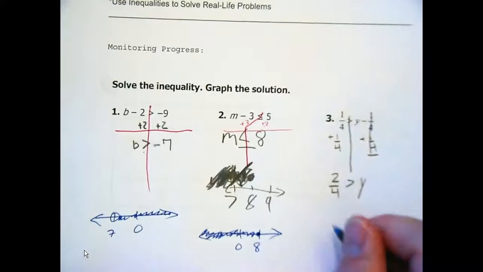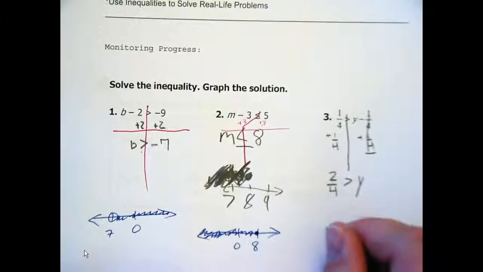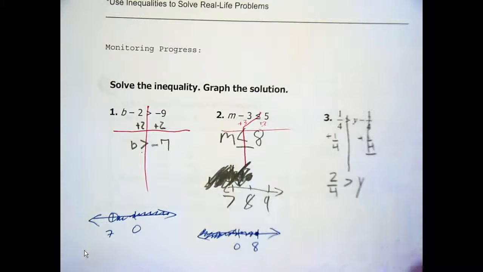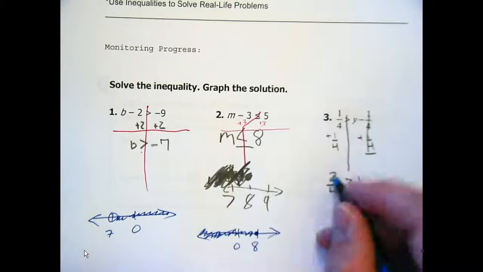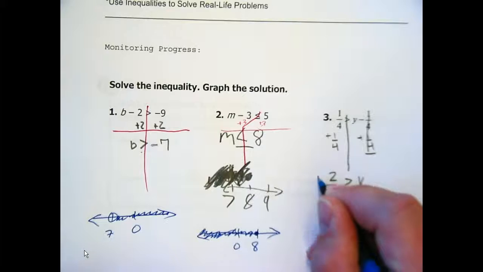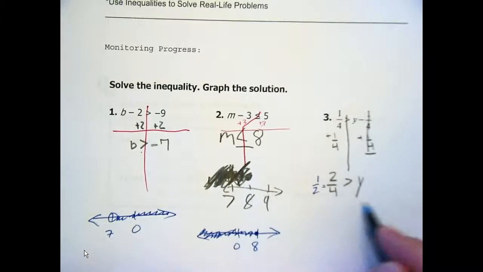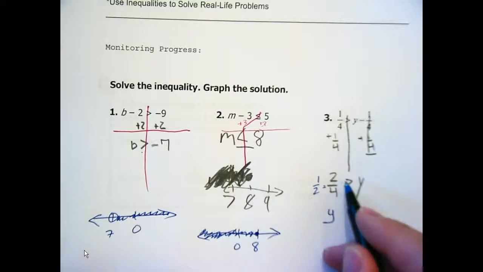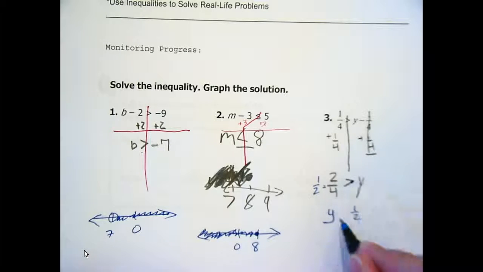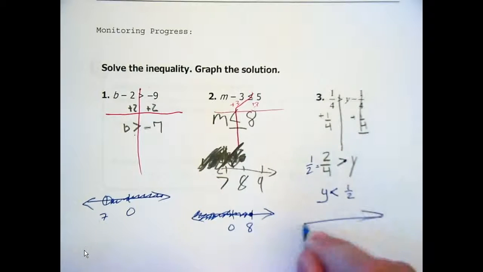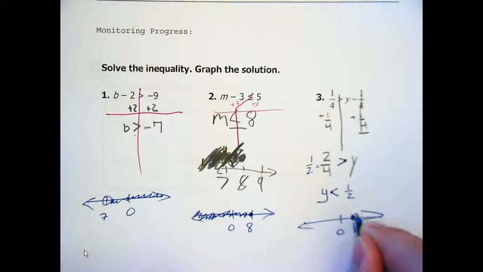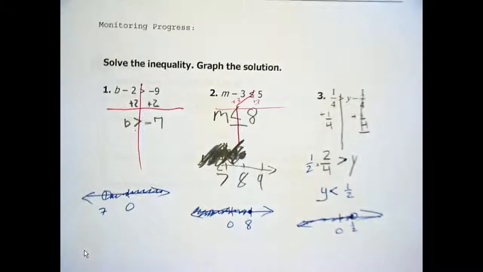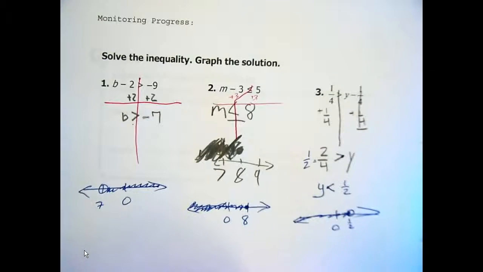Okay, number 3, adding 1/4, adding 1/4. 2/4 is the same thing as 1/2. We have 1/2 is greater than y. If we wanted to switch it and write it as y is, notice the point of the arrows pointing at y, so flip that as well. Okay, it's open, not closed. You got it. All right, any questions there?